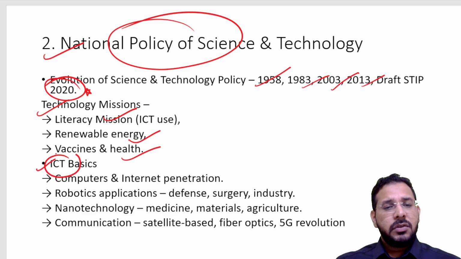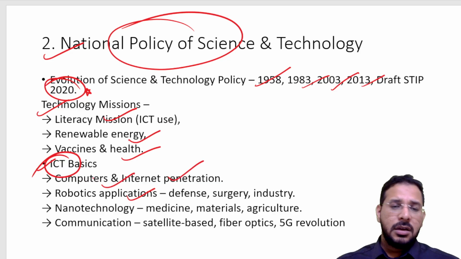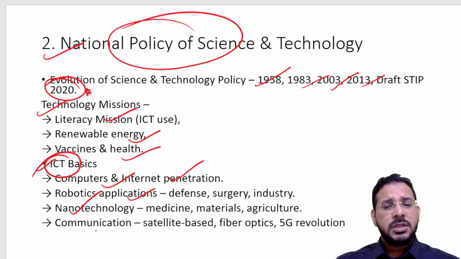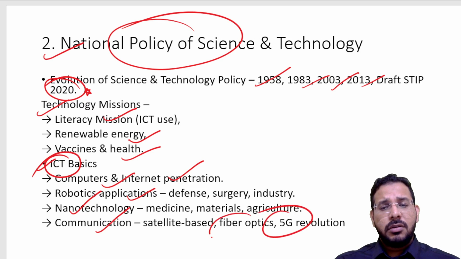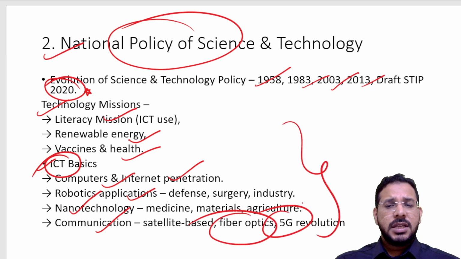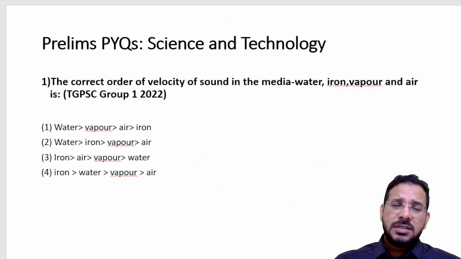This will be covered in your ICT topics. So here we study robotics application, computers, internet, 5G, 4G, difference between them, what is spectrum. So all these topics we have to study. Then nanotechnology, communication based satellites, 5G, optical fiber. So all these things we have to study, and this will be covered majorly in your next units, which you will summarize over here. So in this way we have to prepare for these papers.